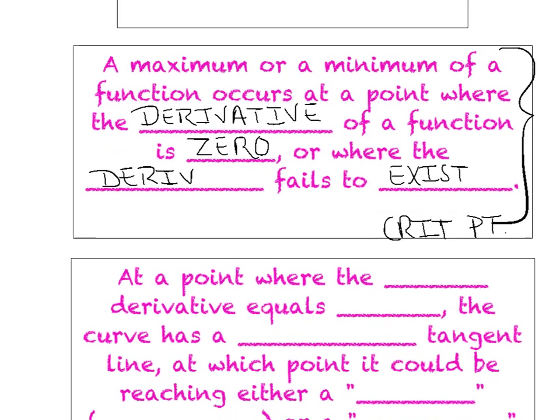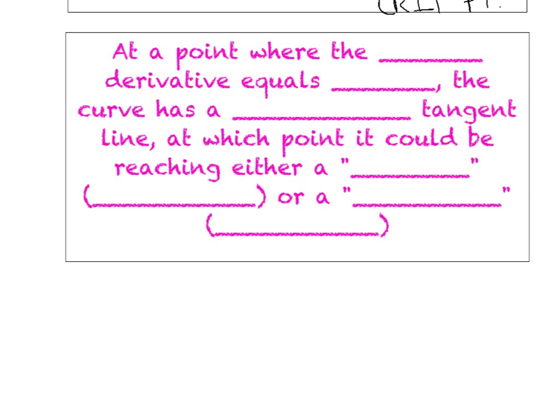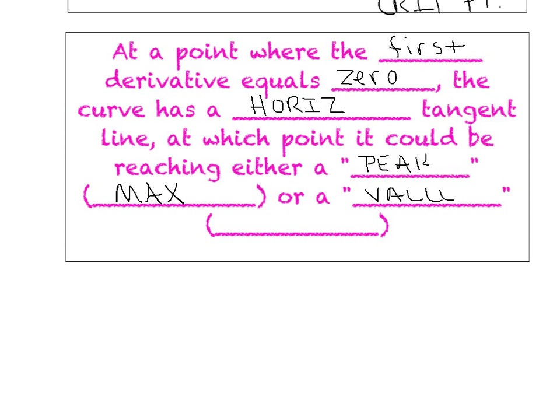And then the big one here, and I think this is the one that has even more meaning going into today, it says, at a point where the first derivative equals 0, two things could happen. Here's the one that we do know for sure, that the curve has a horizontal tangent line, at which it could be reaching a peak, which is referring to a maximum point on that graph, a relative max, or it could be approaching or reaching a valley, which of course refers to a relative minimum.